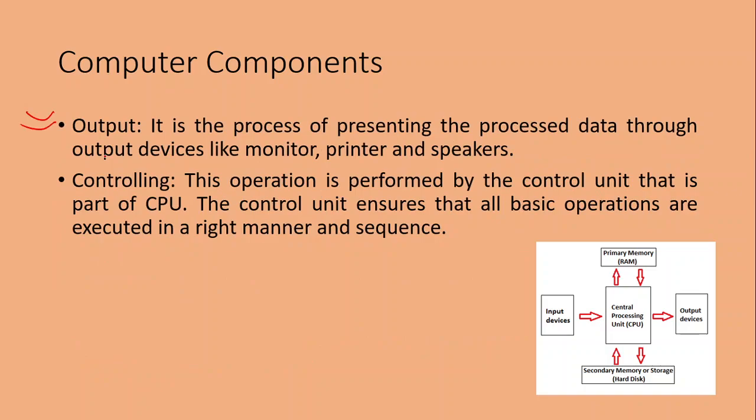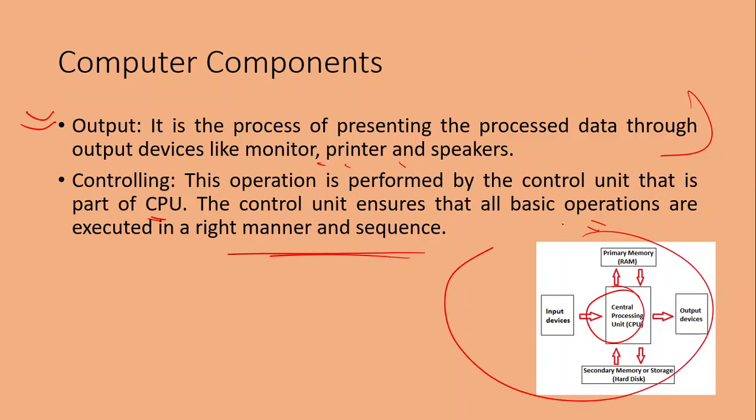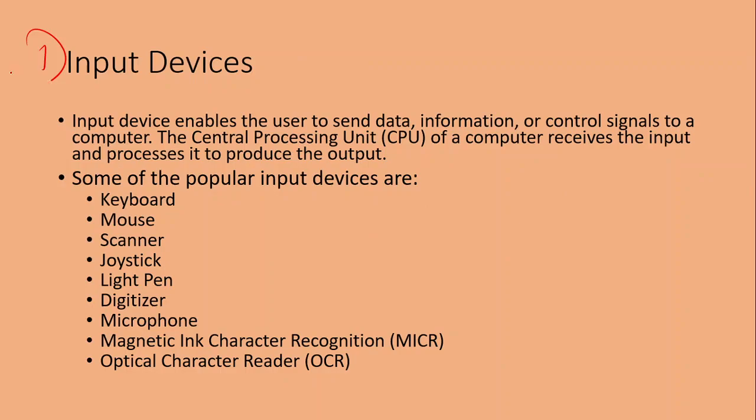Then we can go for the output. It is the process of presenting the processed data through output devices like monitor, printer and speakers. So this is about the function of the output. Controlling this operation is performed by the control unit, and that is a part of the CPU. So within the CPU it is available. The control unit ensures that all basic operations are executed in the right manner and the right sequence. So this diagram is basically showing the functions of the different components: input, output, storage, processing and controlling.